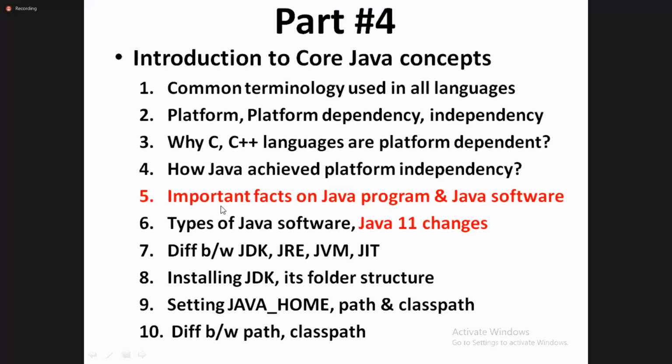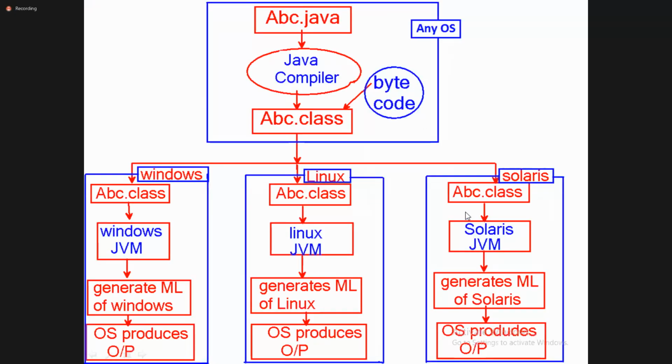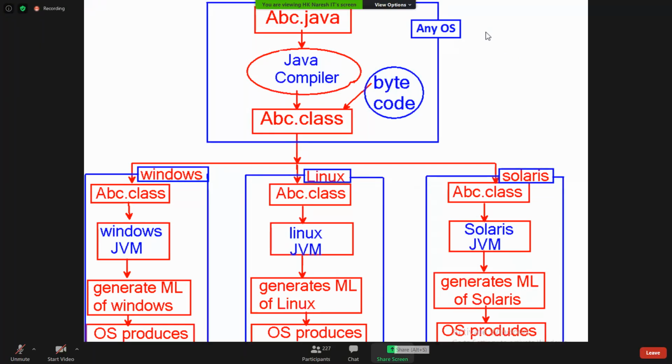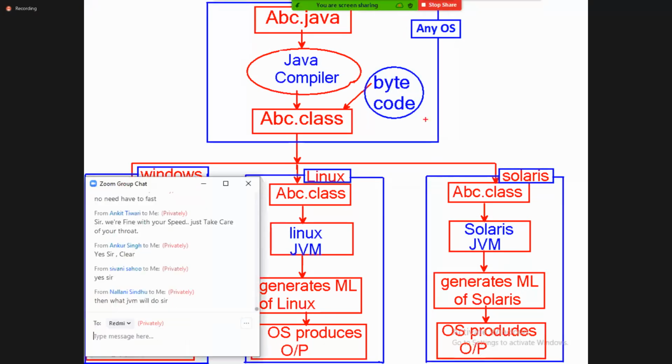Now let's move to the next topic: important facts on Java program and Java software. What are the important facts? Again, come back to the same platform independence diagram. In this diagram, I have a few questions to ask. All of you please try to keep answers ready. Now observe.